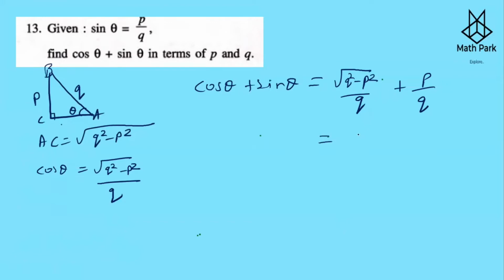So we get as the numerator P plus root Q square minus P square, and upon Q will be written just once, and that's it. We are done with the answer in terms of P and Q.